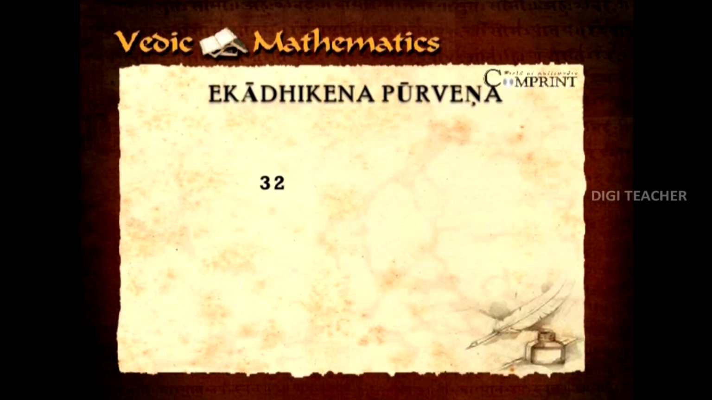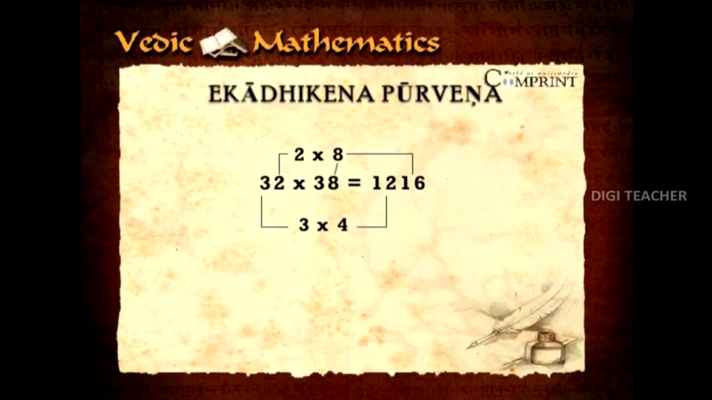For instance, 32 multiplied by 38 equals 1216. Both the numbers here start with 3 and the last figures, that is the 2 and 8, add up to 10. So we just multiply 3 by 4 to get 12 for the first part of the answer, and we multiply the last figures, 2 multiplied by 8, which equals 16, to get the last part of the answer.